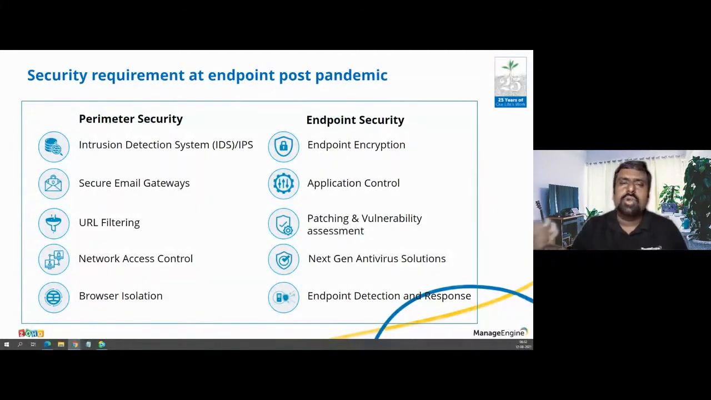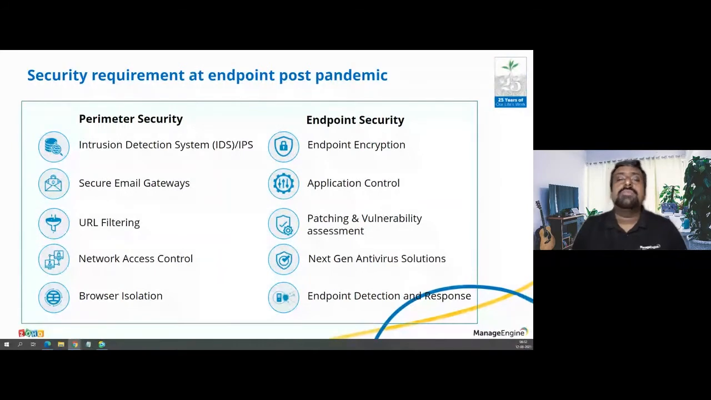Even ManageEngine is going to release an EDR in some time, but EDR is a very important aspect of endpoint security for now too. So once you have these, and along with that, if you have perimeter-level security, then I think those are the most important security requirements that you have.